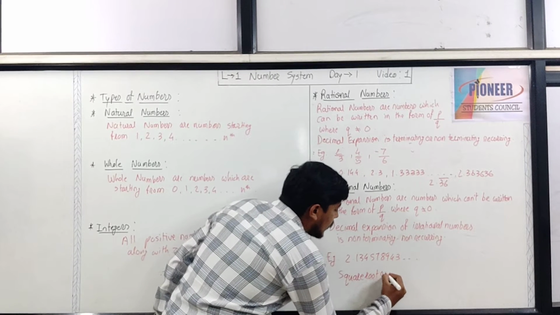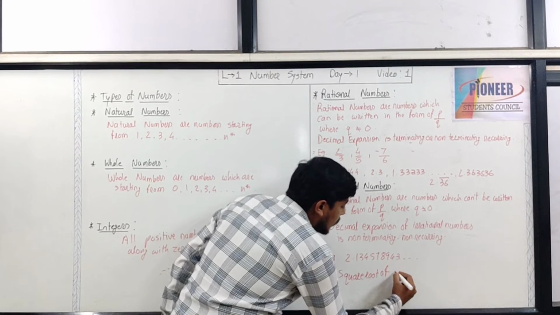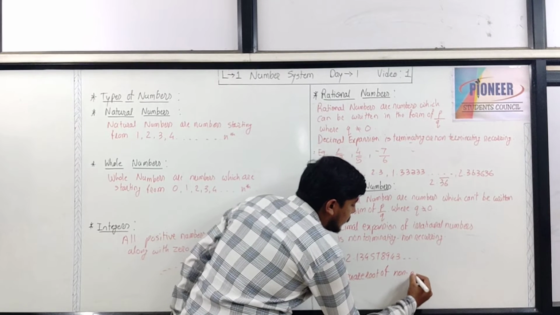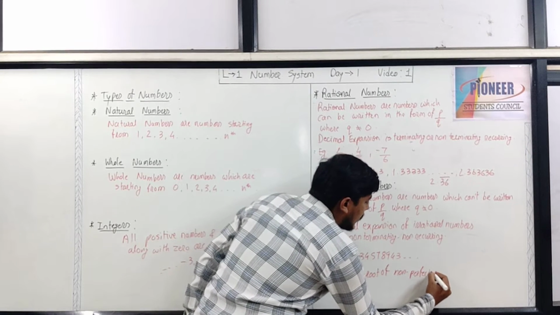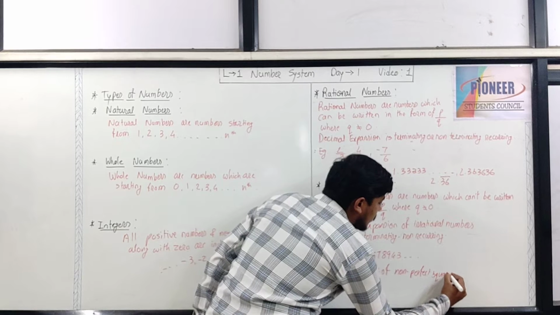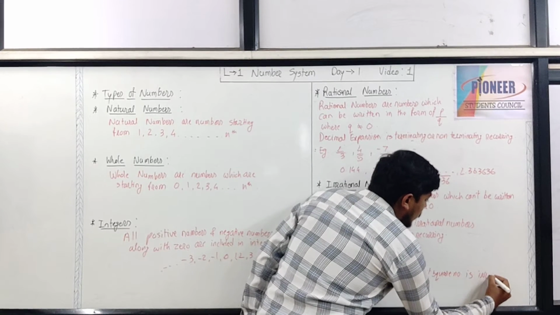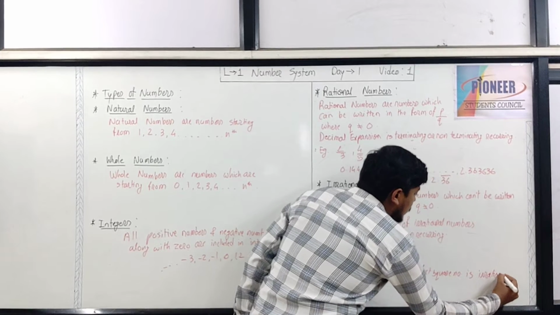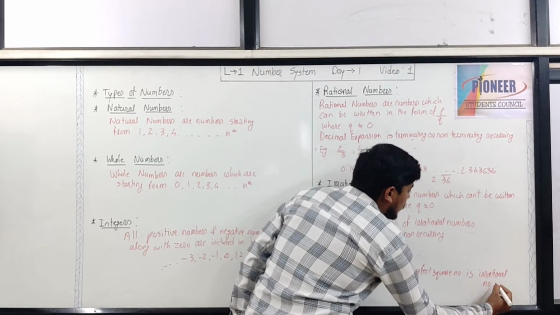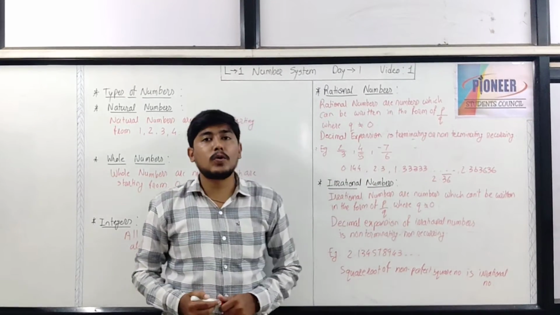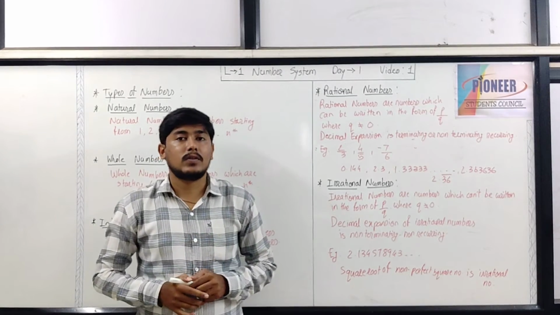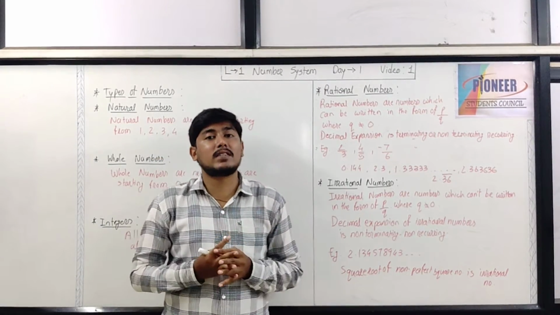Square root of a non-perfect square number is an irrational number. Square root of what? Non-perfect square number.